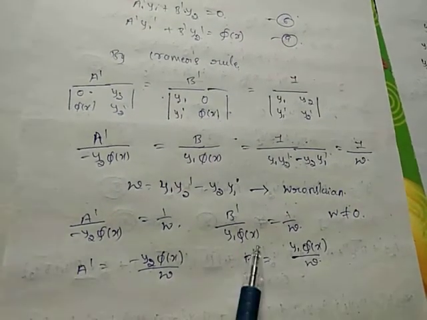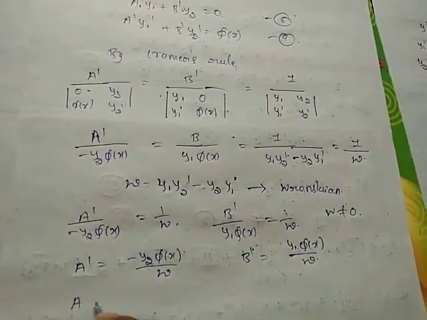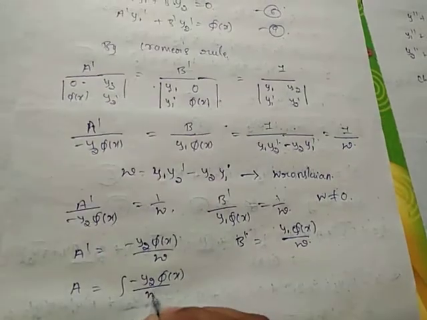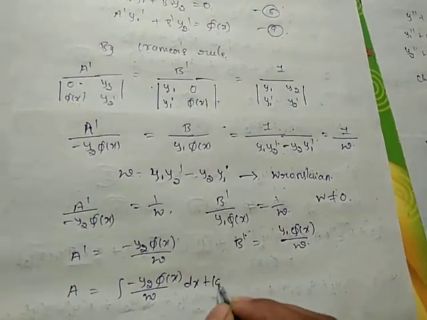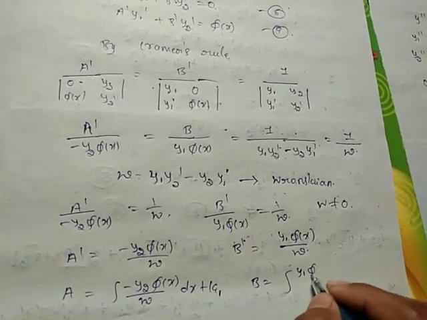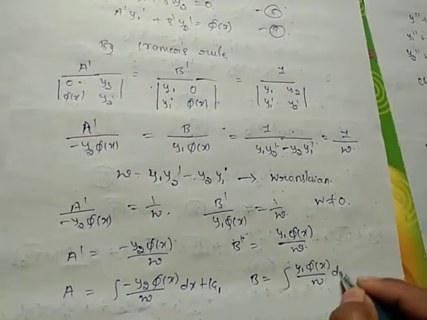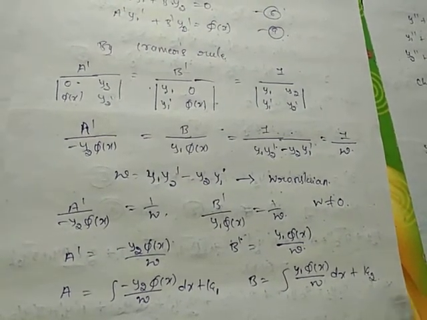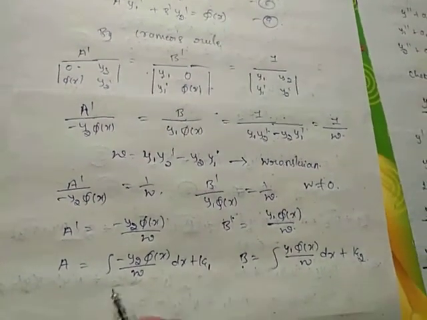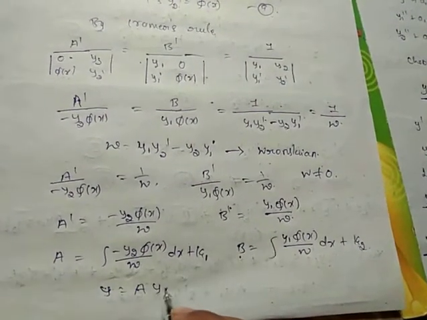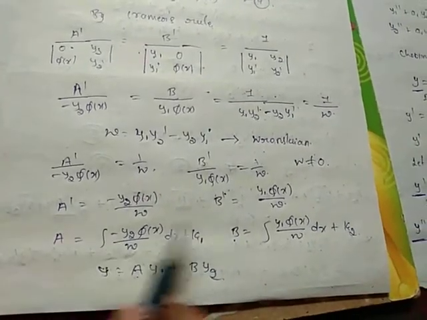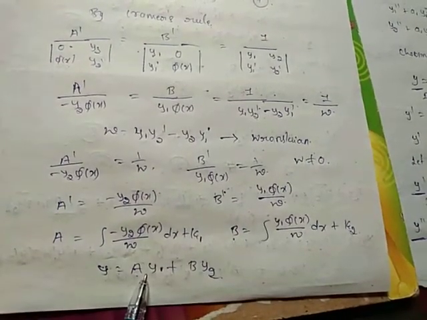Here the values are a dash and b dash. To get a, integrate minus y2 xi of x divided by w plus an arbitrary constant, chosen as k1. b equals the integral of y1 xi of x divided by w plus k2, that is your arbitrary constant. Now substituting a and b in equation 4, we get the complete solution. Equation 4 is y equal to a into y1 plus b into y2. Substituting these a and b in equation 4, we get the complete solution.